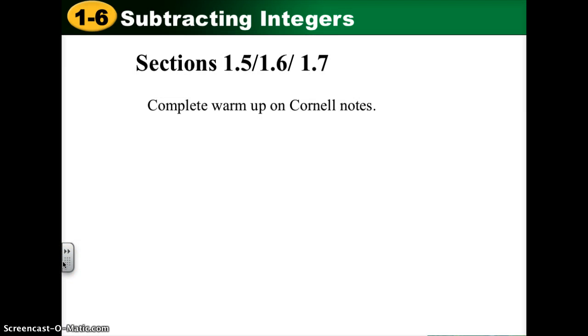This PowerPoint is for lessons 1.5, 1.6, and 1.7. Go ahead and complete the warm-up on your notes to begin. To keep things moving, I'm not going to give a lot of time in between, so go ahead and pause whenever you feel that you need a little more time to write something down.